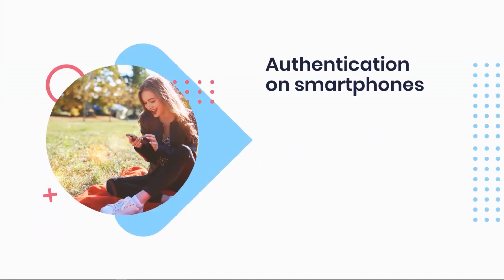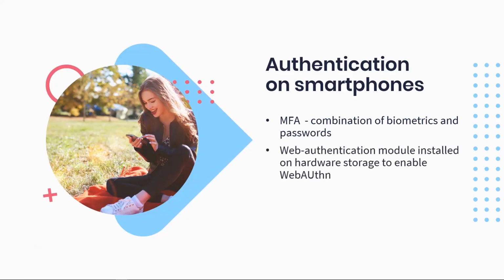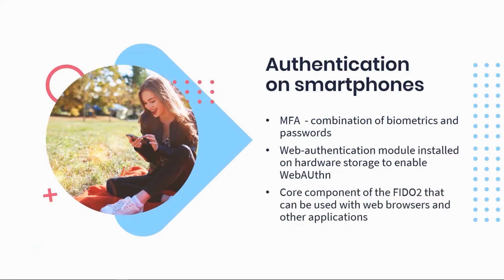In the case of smartphones, there has been an incorporation of electronic authentication to make mobile authentication possible. The smartphone usually uses an MFA, multi-factor authentication, which combines biometrics and passwords to improve security of that device. Smartphones' hardware contributes to the benefit of security. On the hardware storage, we have the Web Authentication module installed. This enables WebAuthn, a core component of the FIDO2, a web-based API that allows users to use it with web browsers and other applications.